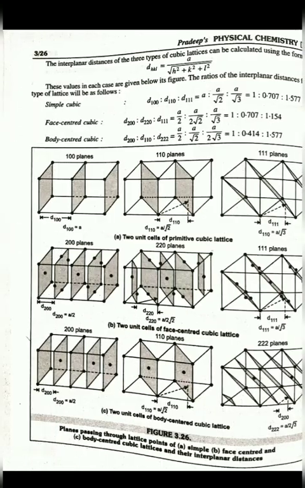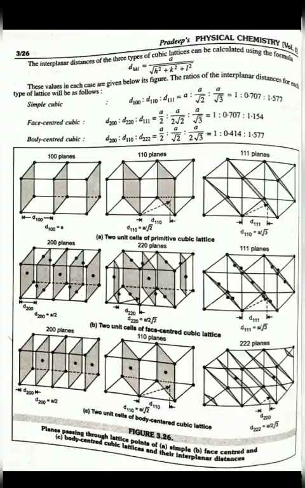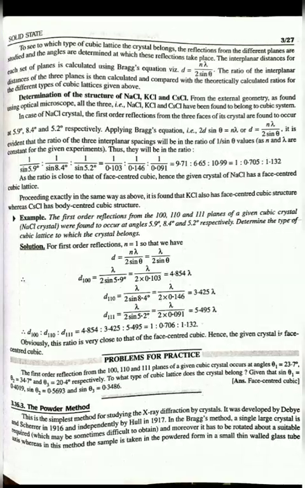To see to which type of cubic lattice the crystal belongs, the reflections from the different planes are studied and the angles are determined at which these reflections take place. The interplanar distance for each set of planes is calculated using Bragg's equation, where d is equal to n lambda upon 2 sin theta.